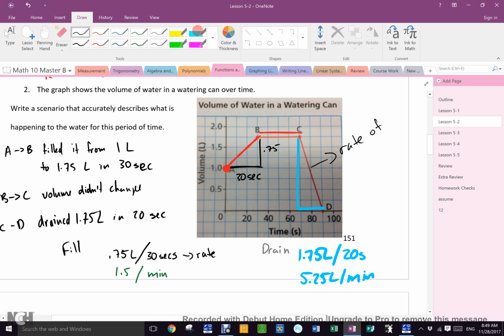And I want you to highlight it, put a Mrs. Bad Crumble star around it, do something because it's important. And the rate of change is simply the change in IV divided by the change in dV. And that's what we did. We dropped 1.75 and we went up 20 seconds right there.